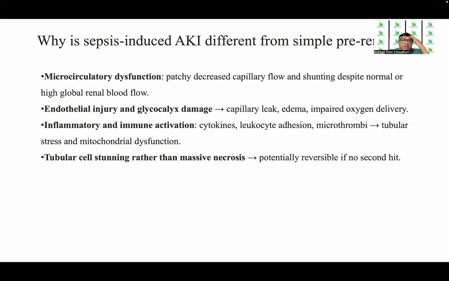Now, why is sepsis-induced AKI different from simple pre-renal AKI? A lot of patients can develop pre-renal AKI, whether the patient has dehydration, GI infection, acute diarrhea, or any other causes. But in sepsis-induced AKI, the microcirculatory dysfunction leads to patchy, decreased capillary flow and shunting despite normal or high global renal blood flow. So it is this patchy decrease which ultimately matters and causes microcirculatory dysfunction in patients with sepsis-induced AKI.